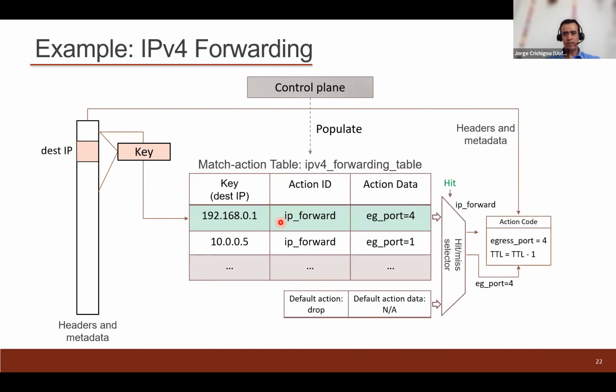If there is a match, there is an action to be performed. So we will forward the packet. Action data will be egress port 4. And therefore, here we have this output from this multiplexer. If there is no hit, information will come from the default. So the action code will be egress port 4. That is what our code will look like. And then we will do some other things such as TTL equal TTL minus 1, time to live, and potentially a few others. This is just a simplified example.